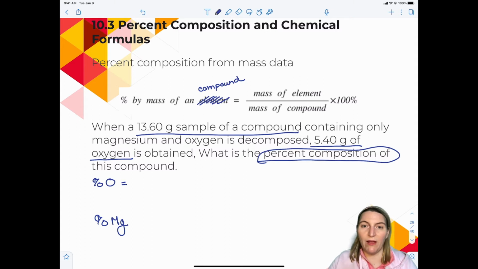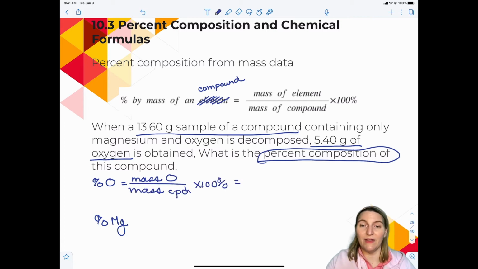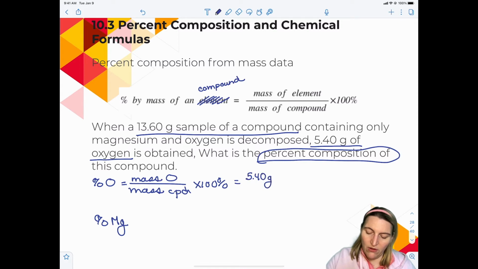Okay, so apply the formula to this. I would want to know the mass of the oxygen over the mass of the whole compound. And then, of course, I would need to multiply by 100% to get the decimal into the percentage of, in this case, oxygen in this compound. The mass of the oxygen is given to me in the problem as 5.40 grams. The mass of the compound is 13.60 grams.